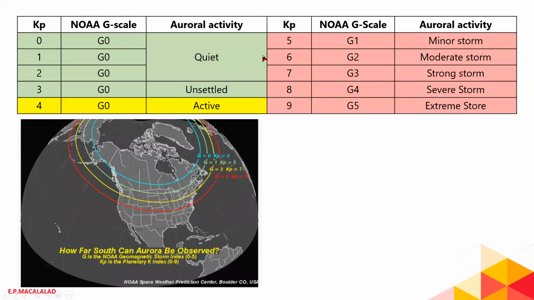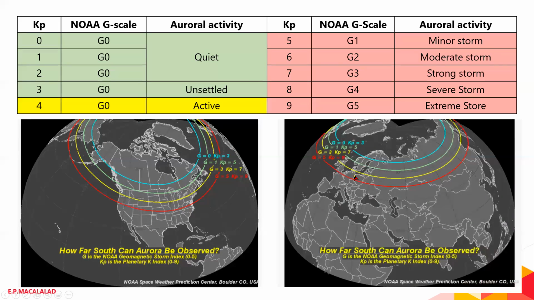For example, in the American sector, if KP index is 3 or less, aurora is observable in this region. But as you increase your KP, let's say KP5, KP7 to KP9, the aurora activity is observable towards the mid-latitude. So this is one way to indicate whether, if you're living somewhere here or somewhere here, you can actually see an aurora.